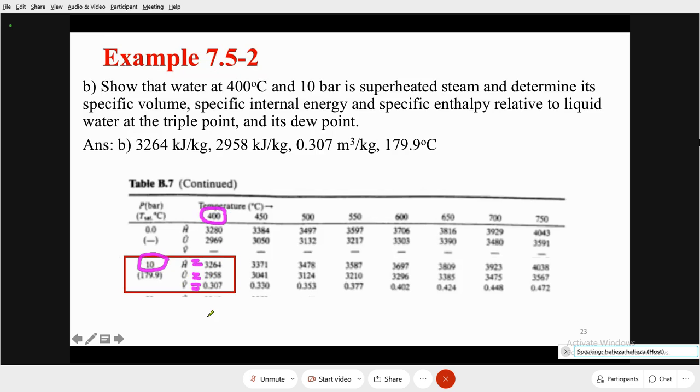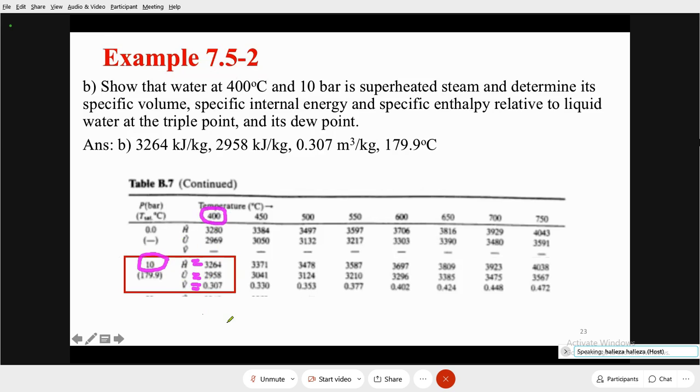And what is the unit? You have to look the unit up inside your steam table, because I don't have the unit here. You look at the steam table, table B7. Let me look inside my textbook. B7, table B7, you should have the unit written at the bottom of that page.